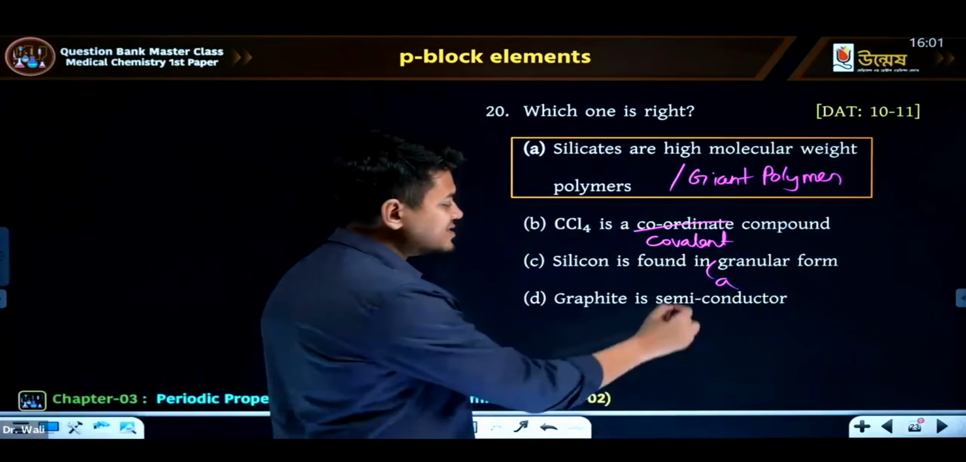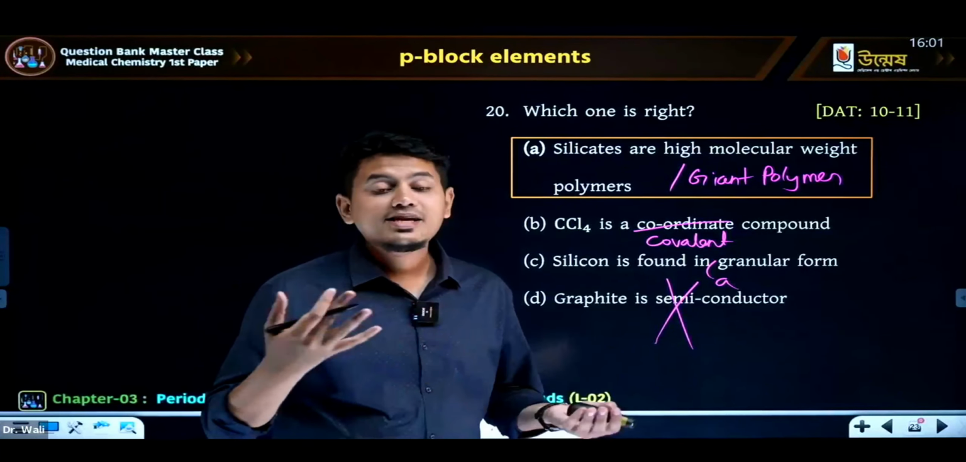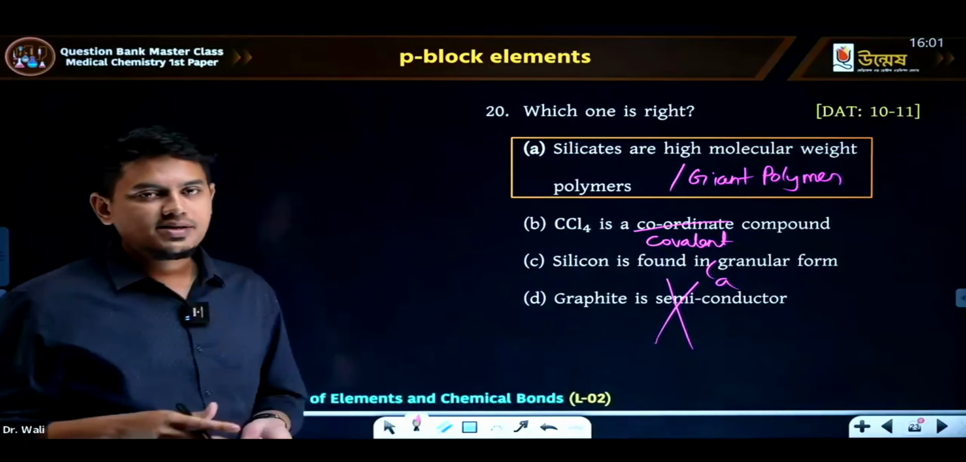Graphite is semiconductor? No, graphite is the only non-metal which is very effective in conducting electricity. And graphite is mostly used in the electrolytic cell, not electrochemical cell. In electrolytic cell, graphite is used as electrode.